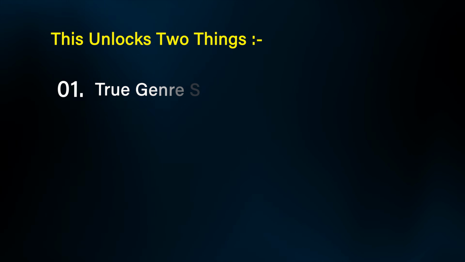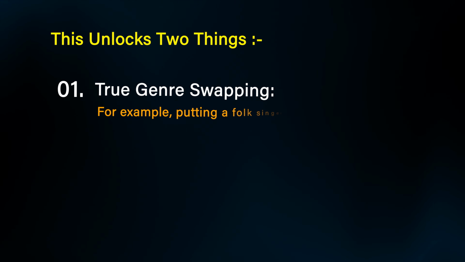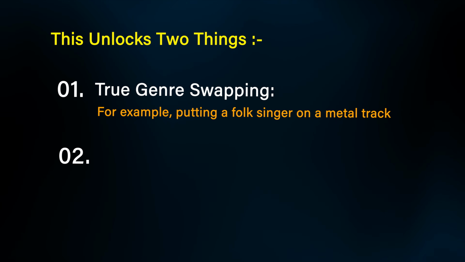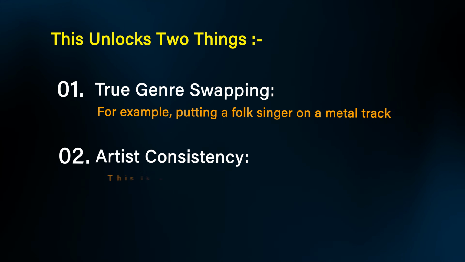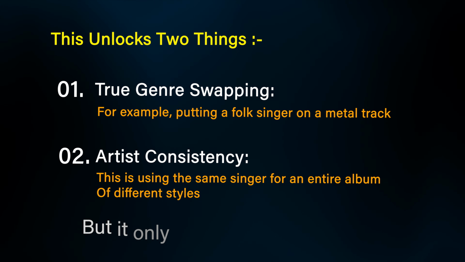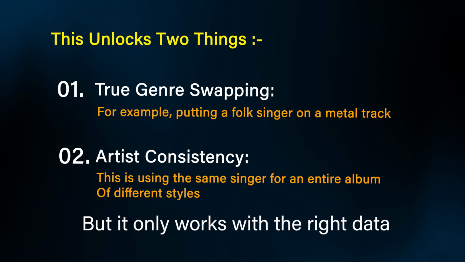This unlocks two things. Number one, true genre swapping. For example, putting a folk singer on a metal track. And number two, artist consistency. This is using the same singer for an entire album of different styles. But, and this is crucial, it only works if you feed it the right data. Enough talk, let's try it out.